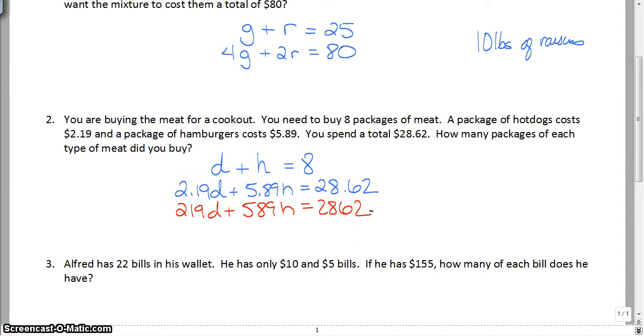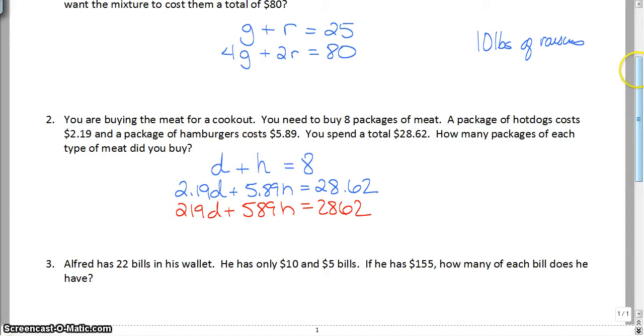You can just drop the decimal for solving purposes, but once you're finished solving, if there are decimals that relate to dollars, you have to make sure that you change it back. In this case, since we're just solving for number of packages, it would work out nice for you because you really can't buy half a package of hot dogs.